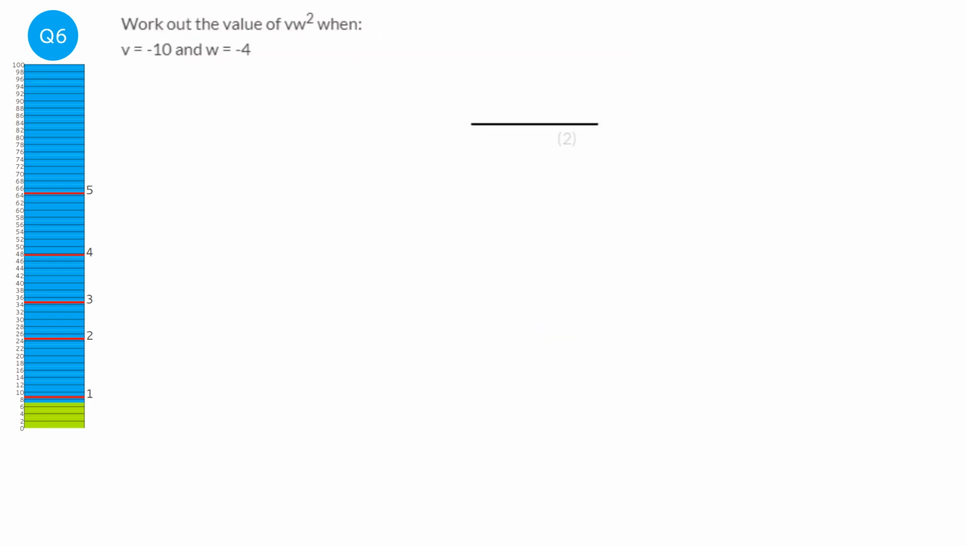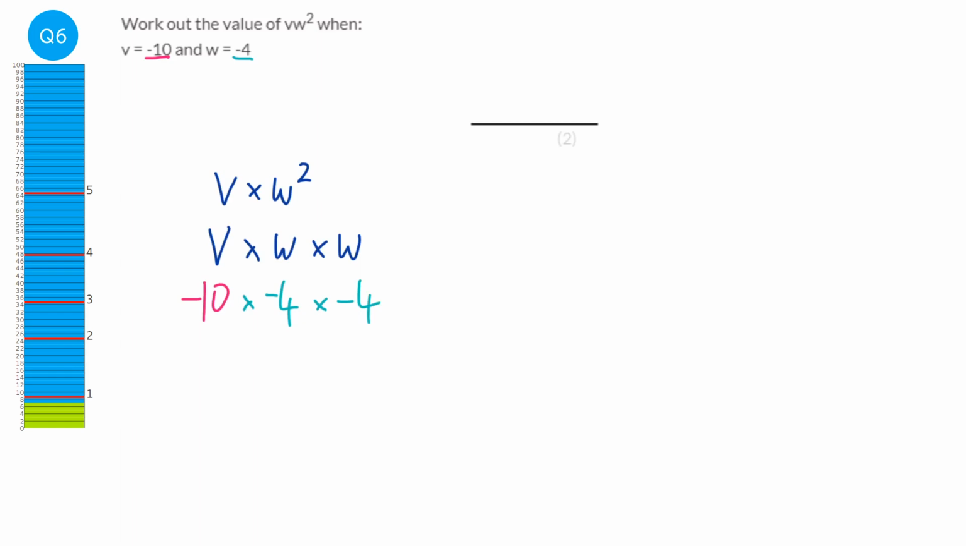Let's rewrite this expression, but with a times sign in. So v times w squared. Now w squared just means w times by itself. So we can rewrite that as v times w times w. Okay, so we know v is -10. So -10. And we know w is -4. So it's times -4 times -4.